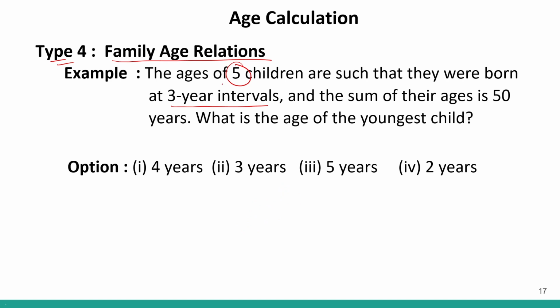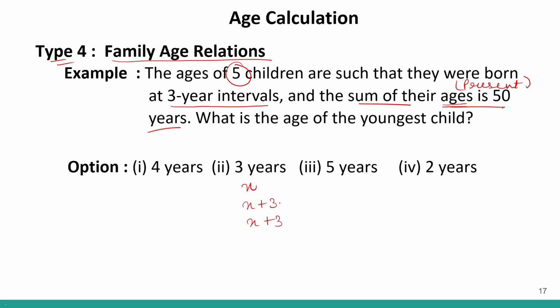Total there are 5 children. And the sum of their ages is 50 years. So the sum of their ages, if nothing is mentioned, we assume this is the present age. So the sum of the present ages is 50 years. Okay. So let's say the age of my first child is x. The age of my next child will be x plus 3. Correct?